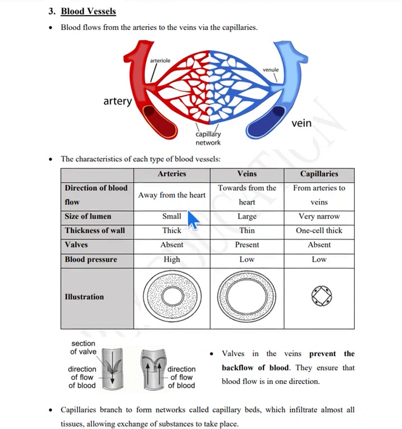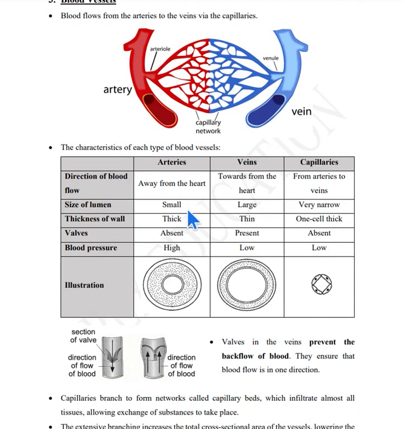For the blood vessel, you need to know about the valve thing. The lumen for artery is small. For vein, the lumen is large. The capillary is very narrow. For the thickness of wall, arteries is thick, veins is thin, capillary is only one cell thick, which means it's very, very small. The moment you damage that one cell, your capillary does not work, no gaseous exchange, which is a very important problem.